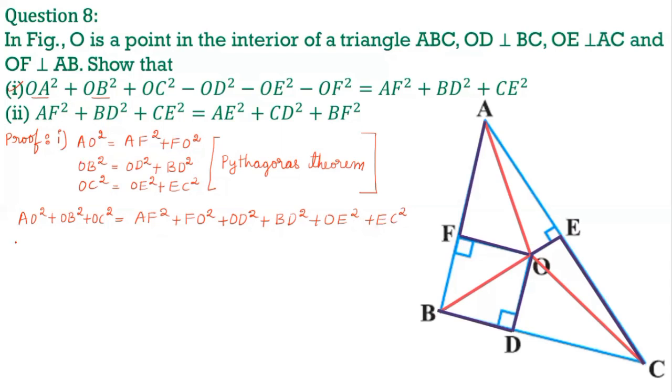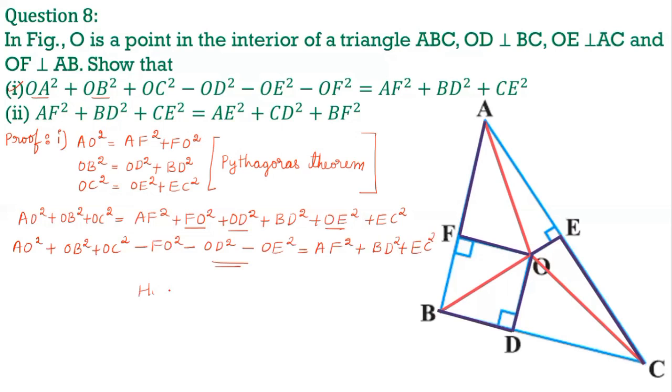We have to rearrange this equation. That is AO square plus OB square plus OC square minus OD square minus FO square minus OE square is equal to AF square plus BD square plus EC square. Now we proved the first one.